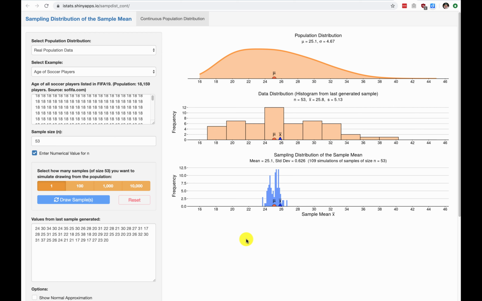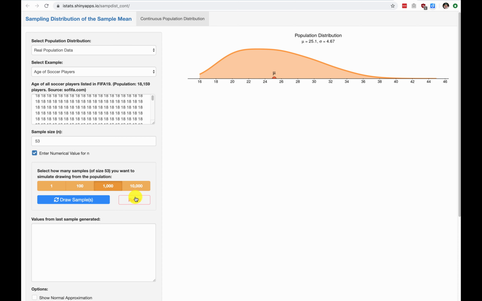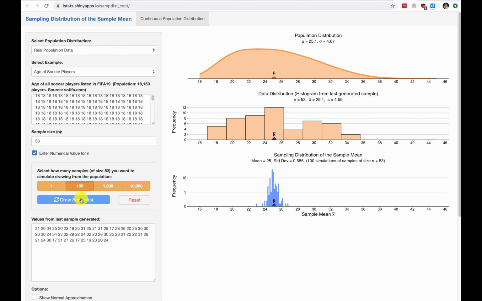So I could speed this up a whole lot. If I click 100, I could take 100 samples instead. And maybe we hit the limit here on this distribution, or maybe 1,000. Well, let's just reset. Let's see what happens. Oh, I know what I did. I did not click draw samples. There we go.